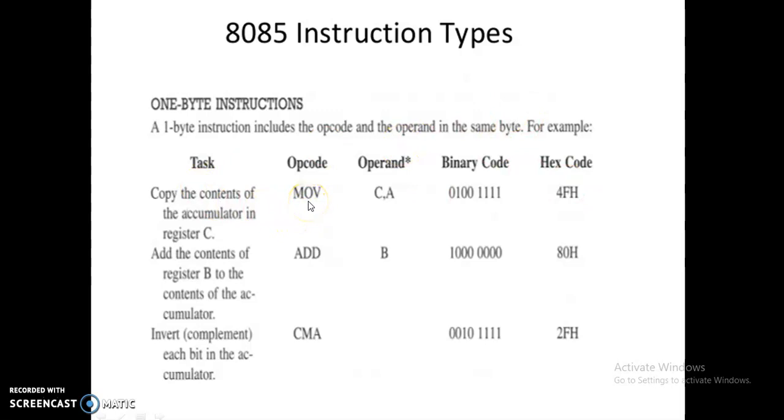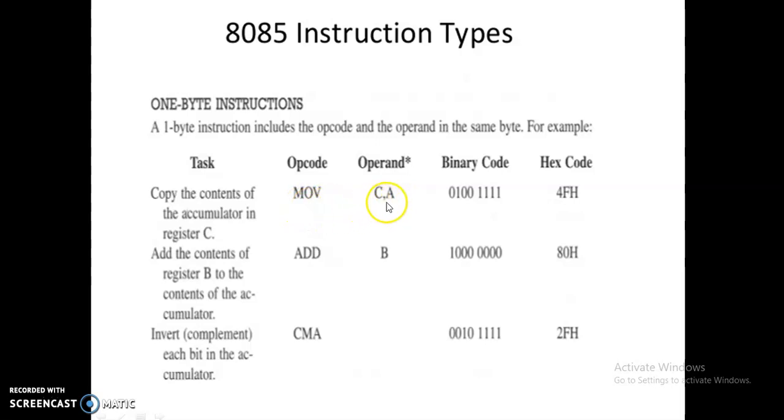Move is the mnemonic code or opcode. There are two operands here: the first one is the C register, the second one is the accumulator. So the opcode is move, and the operands are registers C and A. The binary code for the opcode and operand is 4F. Move C comma A.